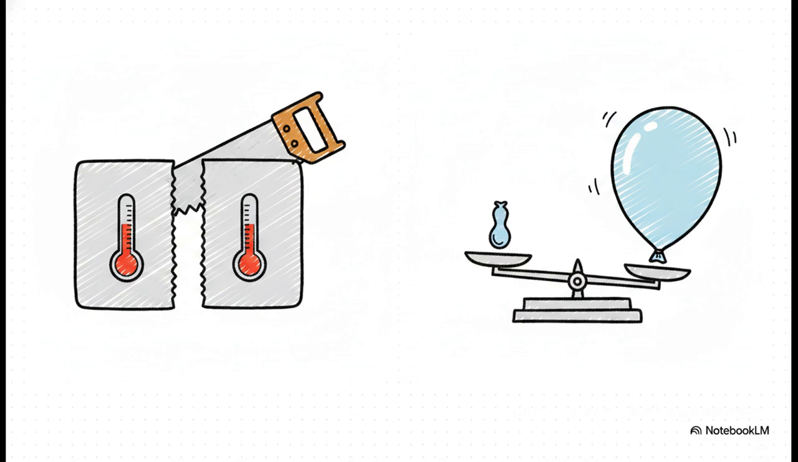On the flip side, we have extensive variables. These depend directly on the amount of matter you have. Volume, mass, total energy. Those are all extensive. If you blow twice as much air into a balloon, you double its mass and its volume. Nailing down this difference is totally crucial for tracking our system's properties.